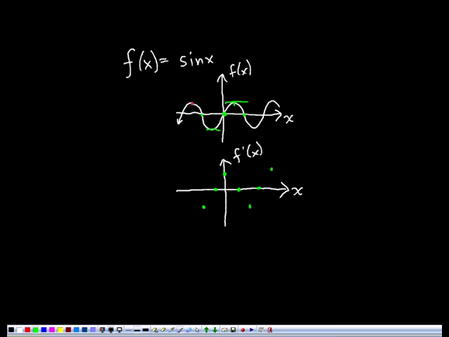Okay. Slope ends up being 0 again here, and then the slope ends up being positive again. So we have 1, 2, 3, 4, 5, 6, 7, 8, 9 points for the graph of our derivative. And if we connect those points, we find that the graph of the derivative is going to be something like this.